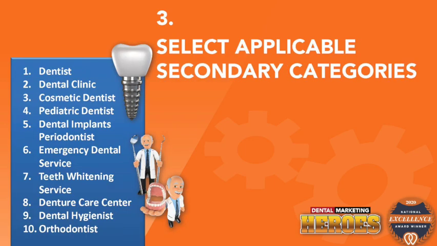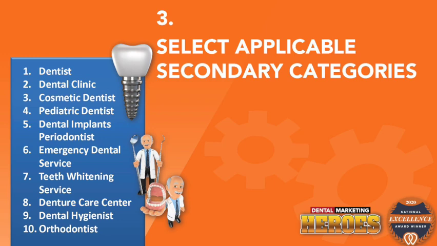The next step, number three, is to select applicable secondary categories. As well as your primary category, you can also select secondary categories. These are especially important if you have a wide variety of services that many dentists do. At the time of this webinar, you could select up to a total of 10 categories, and there just so happens to be 10 dental related categories. Add as many of them that are relevant to your practice to help you show up for searches related to those services.